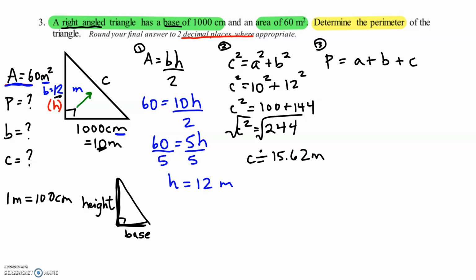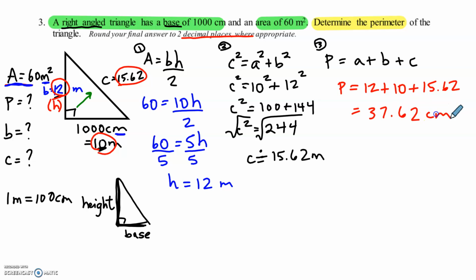And we can do our last step now to find the perimeter. So I have all 3 sides. Let's put the C on. We know this is now 15.62. And all I have to do is add the 3 side lengths together, and I have my perimeter. So perimeter equals 12 plus 10 plus 15.62. And that's going to give me 37.62 centimeters.